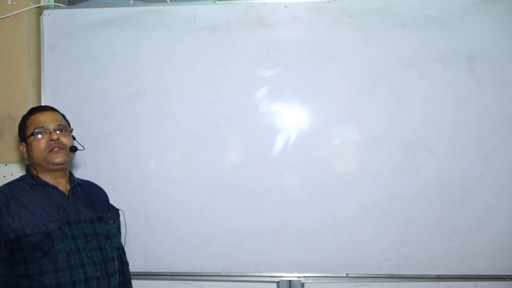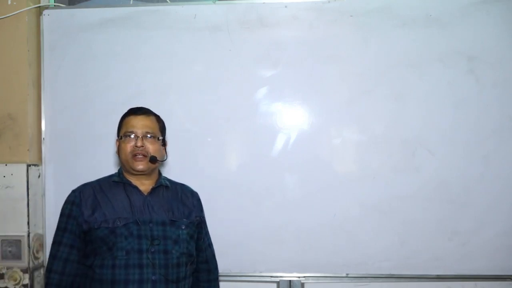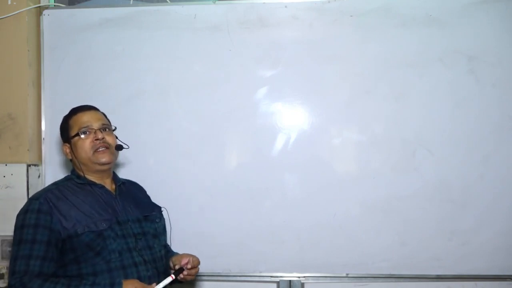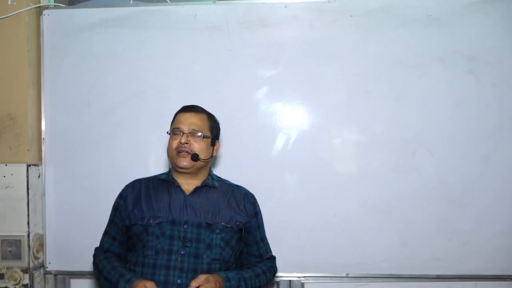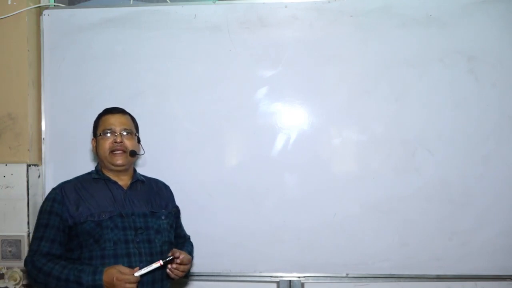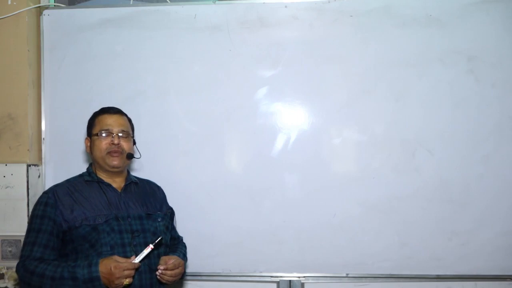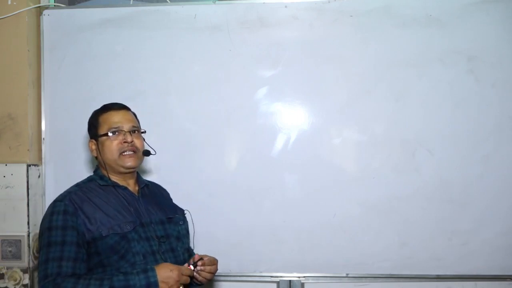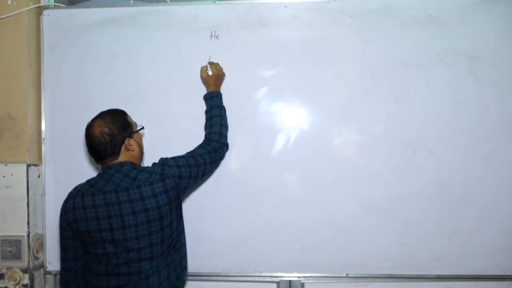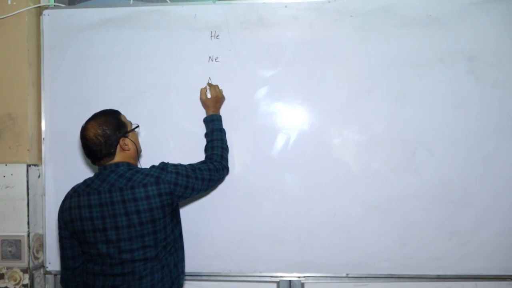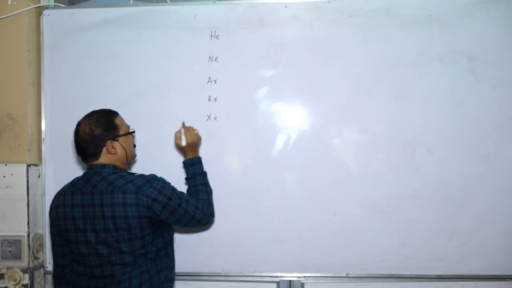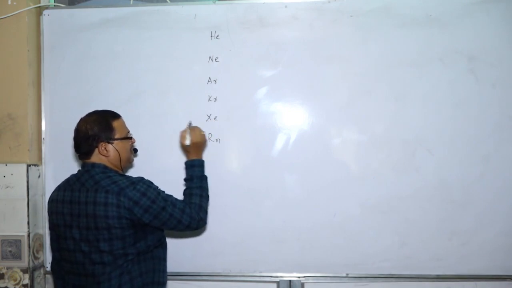Dear students, today we will start the chapter in the inorganic portion, group 18 elements. The elements of this group are helium, neon, argon, krypton, xenon and radon. If we write down the atomic numbers and symbolic representations of these elements, the first element is helium, He, neon, Ne, argon, Ar, krypton, Kr, xenon, Xe, radon, Rn.